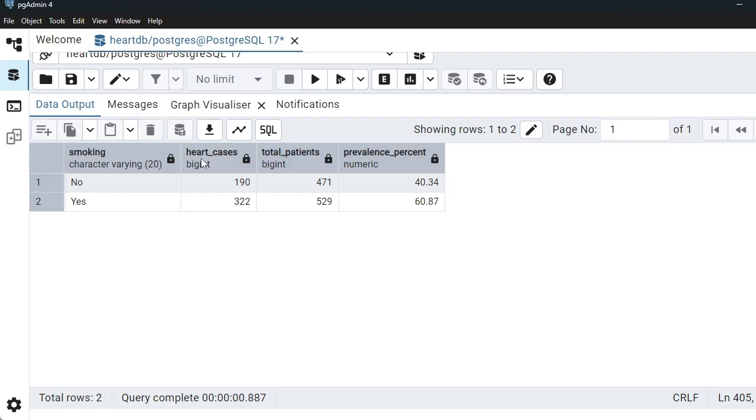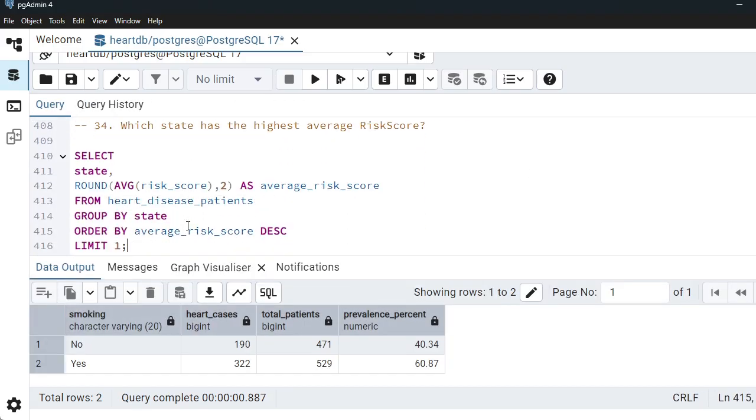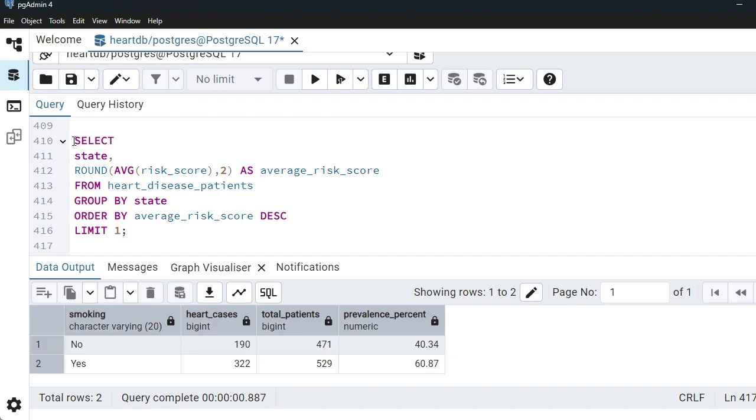If you look at it, you are going to see the smoking people and those that don't smoke at all. The ones that don't smoke that have heart disease are 192, out of a patient total of 471, the prevalence percentage is 40.34. While the ones that are smoking have the highest, 322. Wow. That patient total is 529. Wow. And also the prevalence is 60. Wow, very high. So that means smoking can also cause heart disease, and you have to be careful what you are smoking, because it can cause heart diseases.